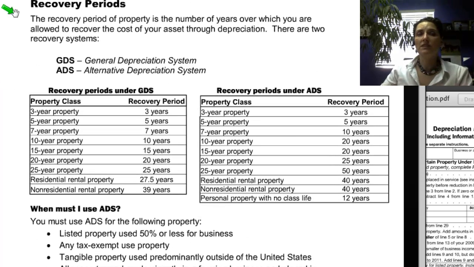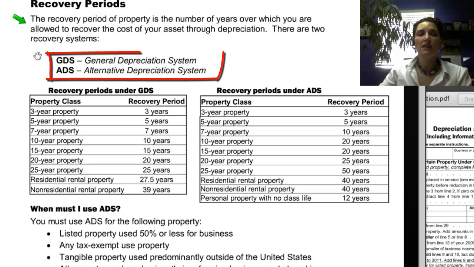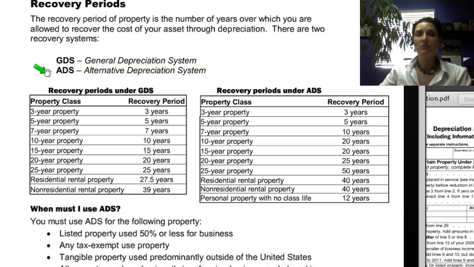Now, the first part of MACRS is looking at the recovery period. The recovery period of property is the number of years over which you are allowed to recover the cost of your asset through depreciation. And there are two recovery systems: GDS, which is the General Depreciation System, and ADS, which is the Alternative Depreciation System. Each of these has different recovery periods. Now, in some ways, they're the same. So you'll see some recovery periods under GDS are the same as they are under ADS, but as class life increases, the differences become more apparent.